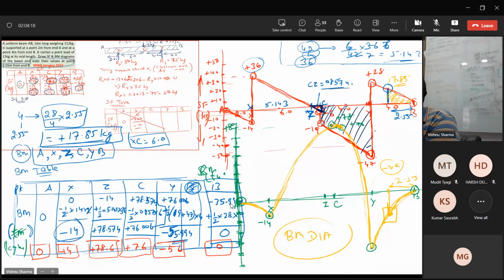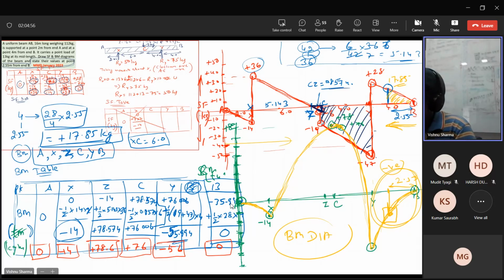Now you'll say, sir, you are telling us minus, but it is plus. No, beta. If you are going from right to left, this will become negative. Understood? When you are coming from left to right, areas above the x-axis were positive, giving you positive BM, and areas below the x-axis were giving you negative BM. But when you reverse the direction, whatever is above the x-axis will give you negative BM. Yes or no? But if you're not getting it, don't worry. You can take the sign from here.